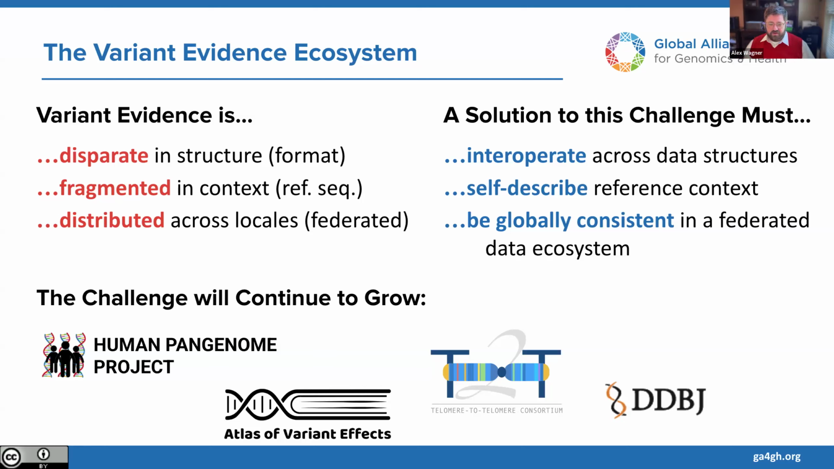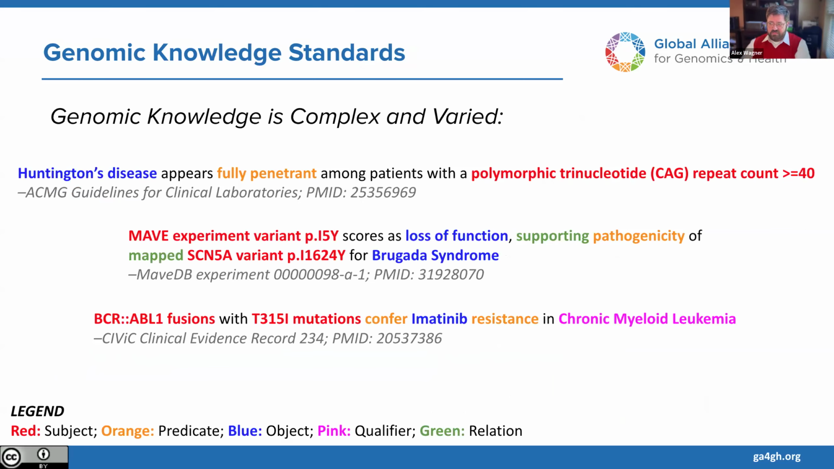We've seen great advancements in the Human Pangenome Project, the Telomere to Telomere Consortium, the Atlas of Variant Effects Alliance, and other community-specific resources like those hosted by the DDBJ. As these come online and gain greater adoption in the genomics community, we need to be thinking about how we translate evidence and information across these contexts effectively.